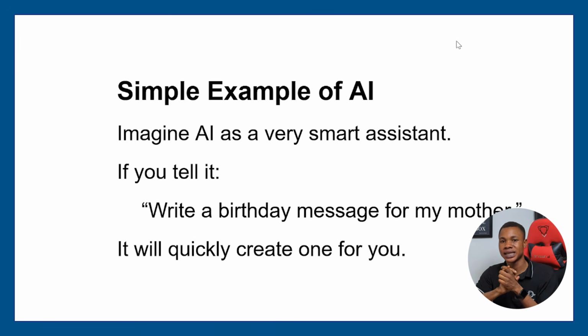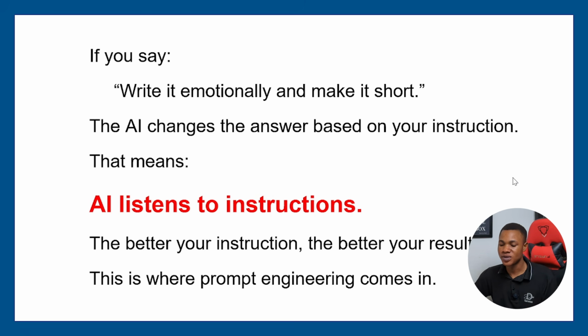That's what artificial intelligence is all about. Is that okay? So it quickly creates one for you. So if you say write it emotionally and make it short, all right, you can see that I rephrased already. If I put write it emotionally, it will also transform it to emotional. So the AI changes the answer based on your instructions.